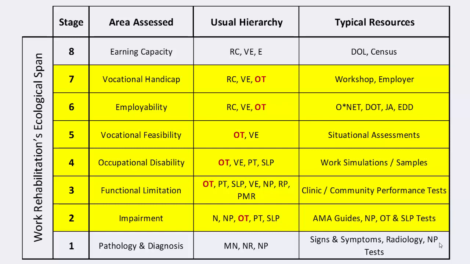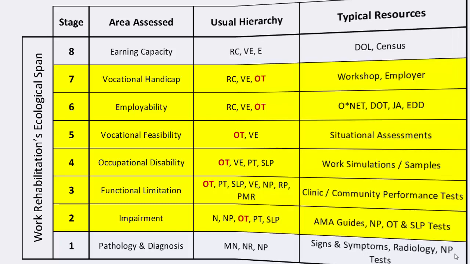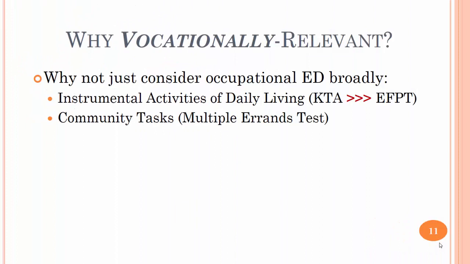The occupational therapist moves into a leadership role in stage 3, functional limitation, stage 4, occupational disability, and stage 5, when we look at vocational feasibility. At stage 6, the occupational therapist continues on the team, supporting the rehabilitation counselor and vocational evaluator, and that continues at stage 7, looking at vocational handicap. A question I'd like to pose to you now is, why do we need to have our methods vocationally relevant?